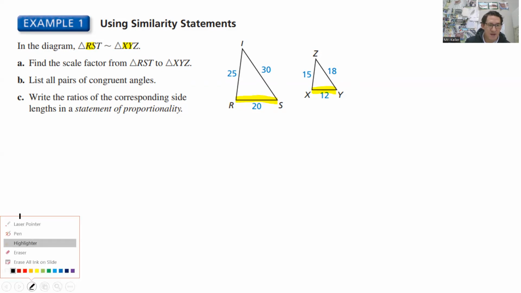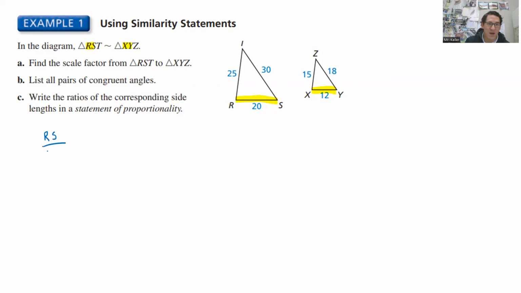Real simple to find the scale factor. All you need to do is set a fraction. So I'm going to do RS over XY, and that's going to be 20 over 12. This is part A. Reduce fractions where you can. So 20 over 12, I can divide top and bottom by 4. So that's going to reduce to 5/3. All right. So we say our scale factor K is 5/3. So part A is done.